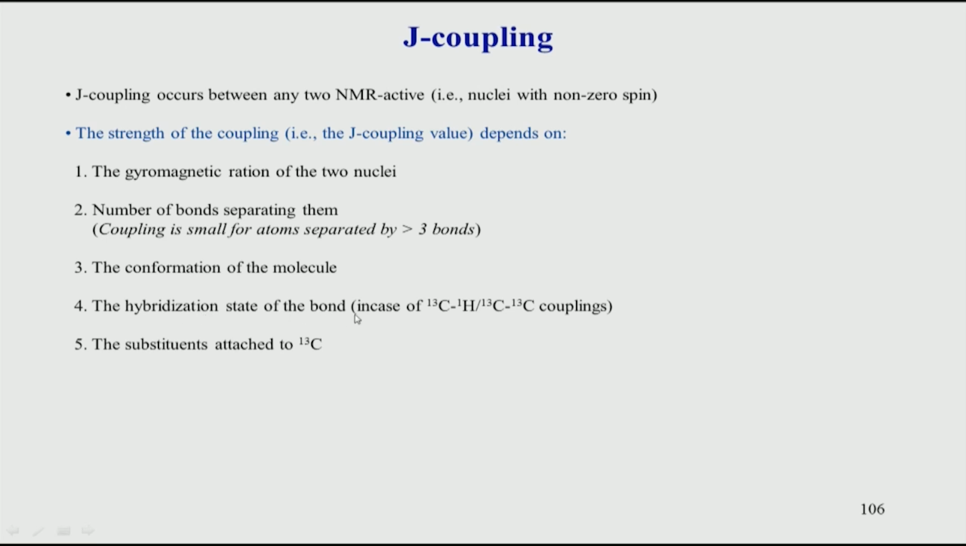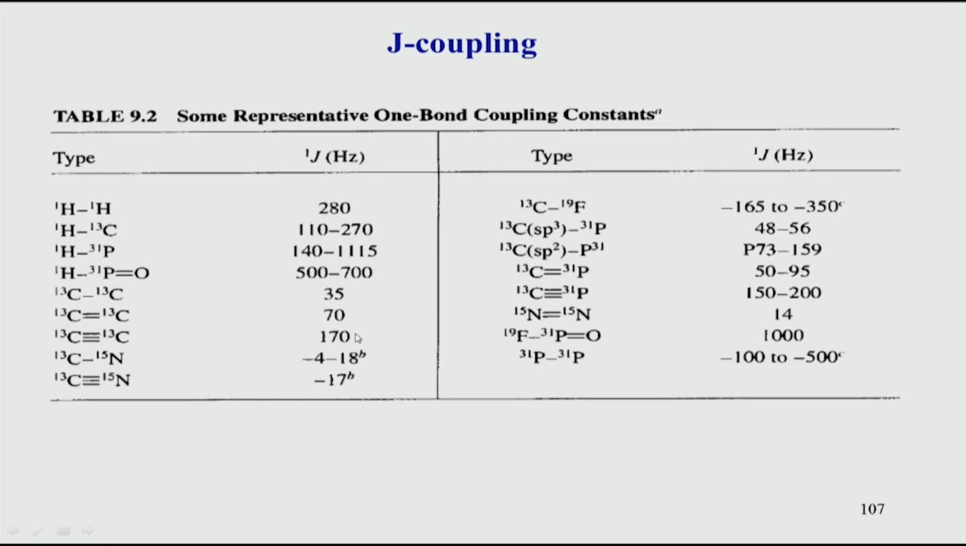It also depends on the hybridization state: sp2, sp, sp3, in terms of carbon. We are looking at carbon-proton coupling. There it will matter, depending on the hybridization state of the carbon. Similarly, it also depends on the substituents attached to the carbon. So, these are a few basic points. As we go further into heteronuclear NMR, we will encounter this more. Right now, we are focusing only on proton-proton coupling.